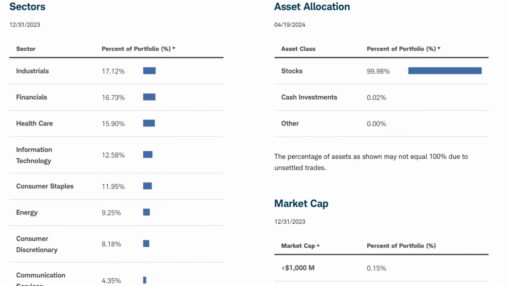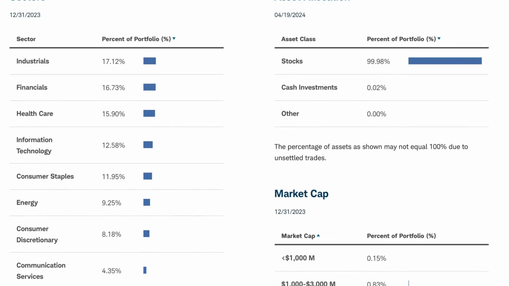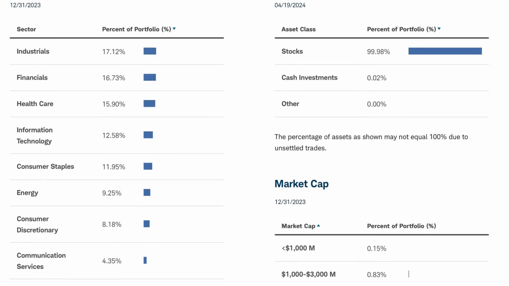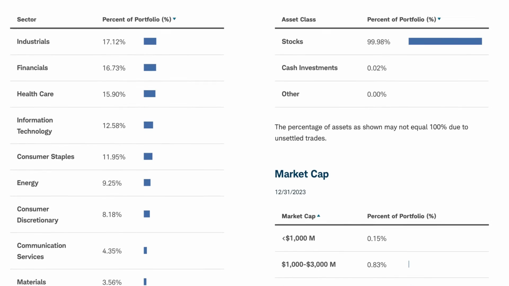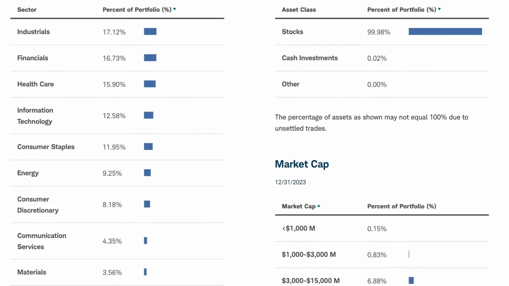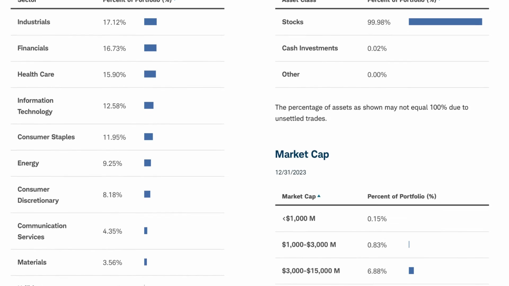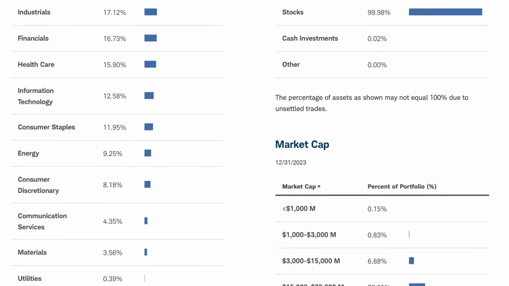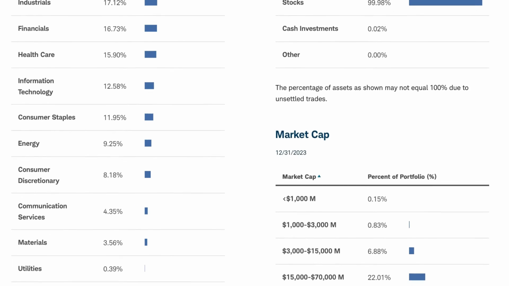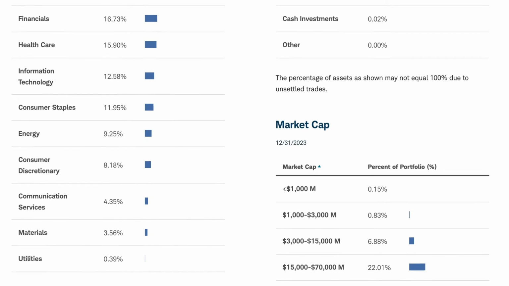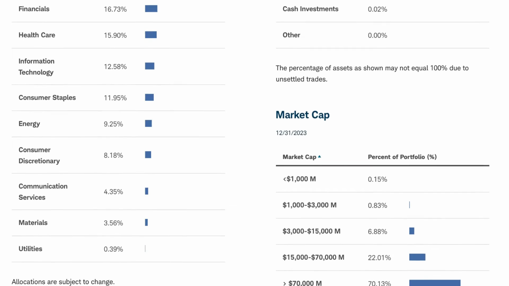Now, since this ETF tracks the large US dividend companies, it is heavily tilted towards financial and IT companies. The largest portion of the fund, at 17%, is industrials, followed by financials at 17% and healthcare at 16%. Materials and utility companies make up the smallest percentage of the fund, under 4% and 1% respectively.